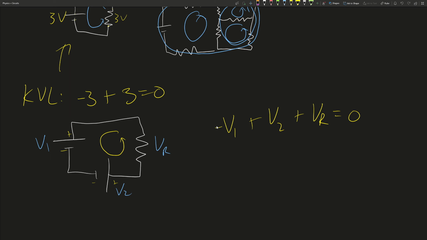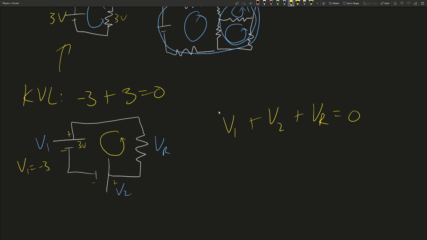Really, you can say that V1 is positive too, but if you calculate it, V1 will be a negative value. So if the battery is a 3-volt battery, then V1 would be equal to negative 3, because it's going backwards.